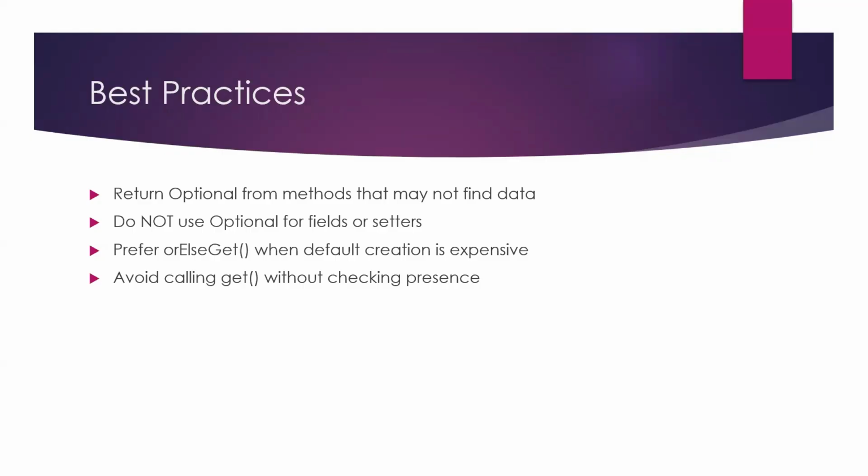So best practices for optionals. Return optional from methods that may not find data. Do not use optionals for class fields or setters in classes. We prefer to use orElseGet when default creation is expensive, as opposed to just orElse. And avoid calling get without checking isPresent. So if you're going to use get, use the isPresent method as well.